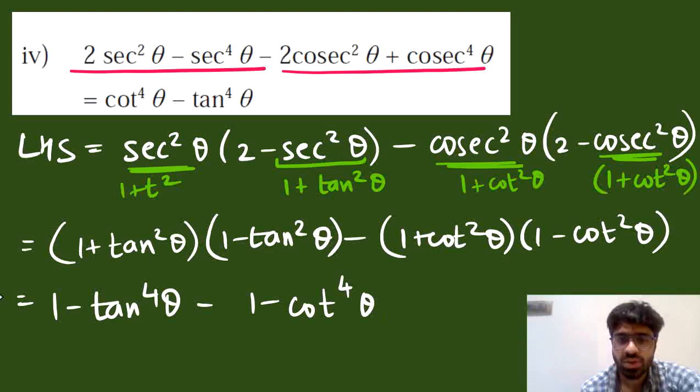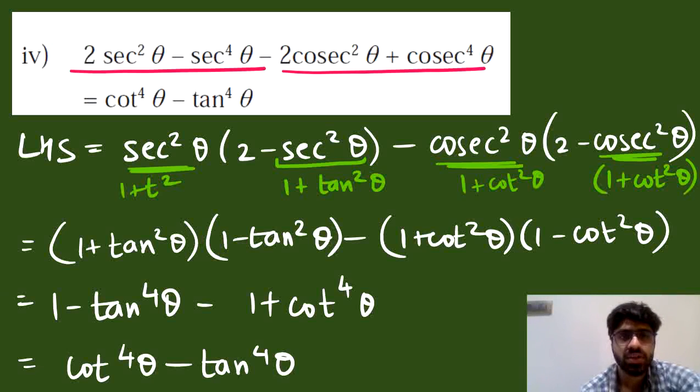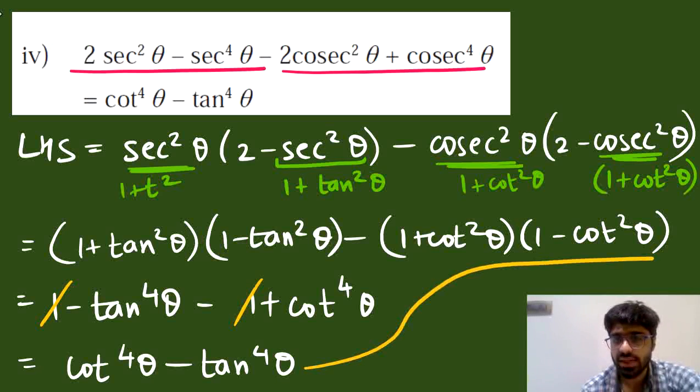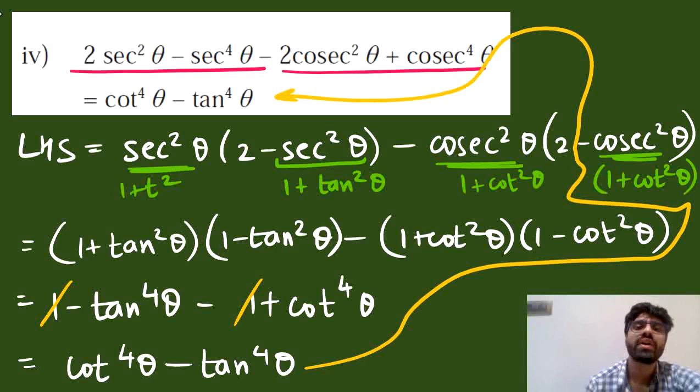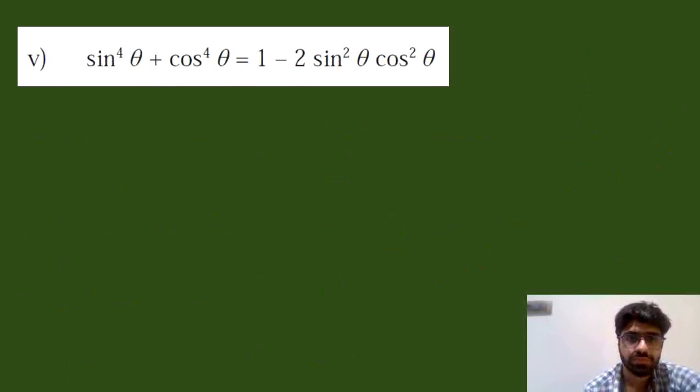Open up the bracket, so this would give you minus 1 and a plus here, and that finally turns out to be cot power 4 theta minus tan power 4 theta, because that plus 1 and minus 1 are getting cancelled. Yeah, so that's the right hand side, and that's how we are proving our fourth expression. Let's go ahead with the fifth one.